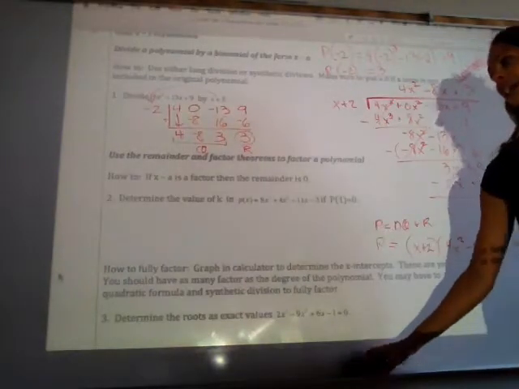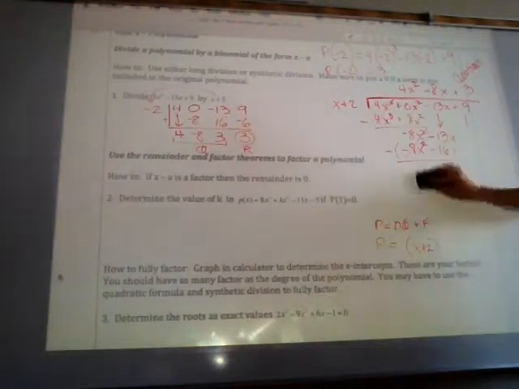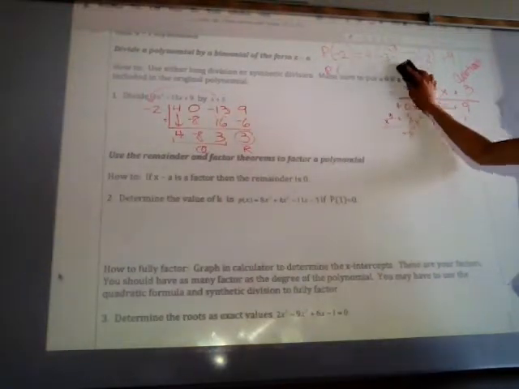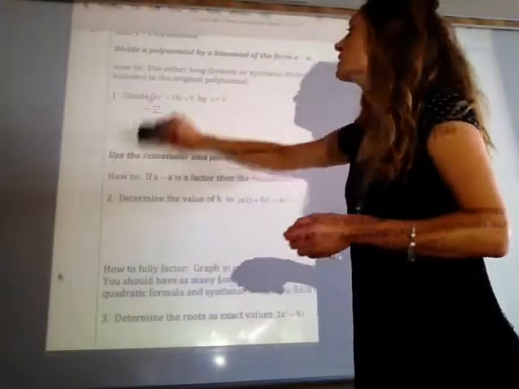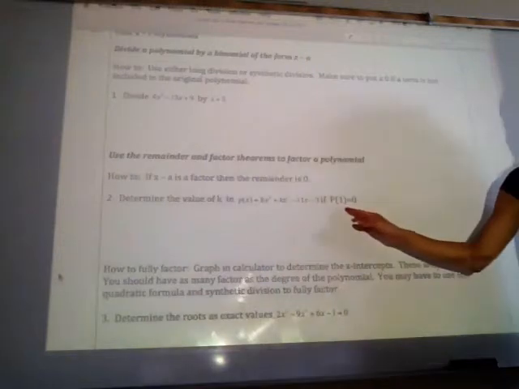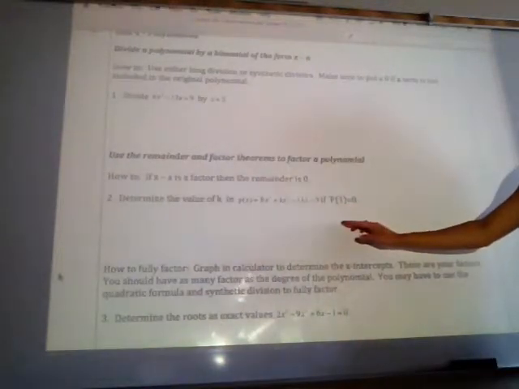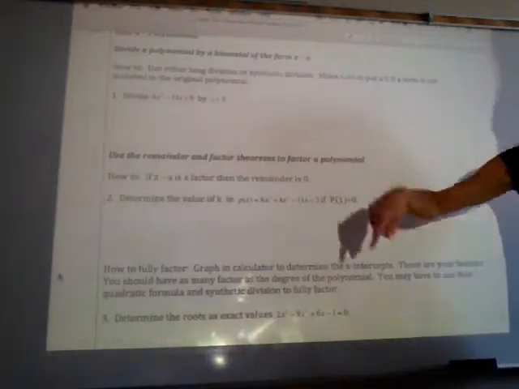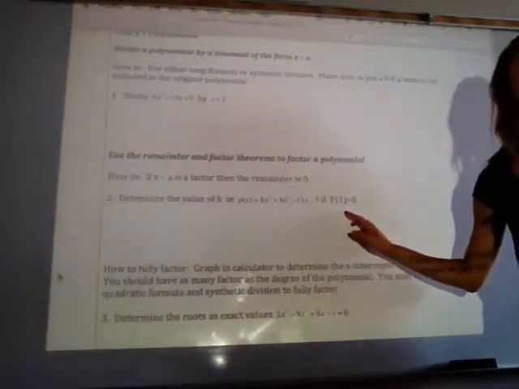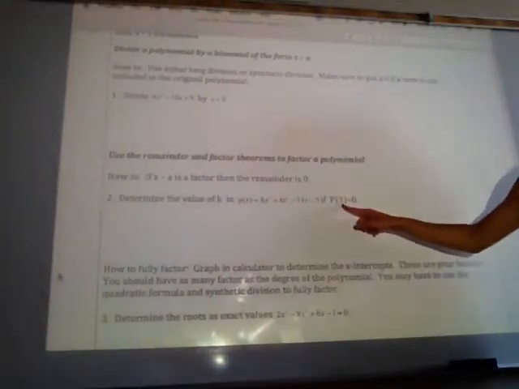Determine the value of k in the polynomial 8x cubed plus kx squared minus 11x minus 3 if p of 1 equals 0. So what does p of 1 equals 0 say? That one's a factor. What would be the factor in the binomial form? X minus 1 is a factor. If you were looking at the graph, this is telling you that 1 is an x-intercept. So 1 would be an x-intercept here.